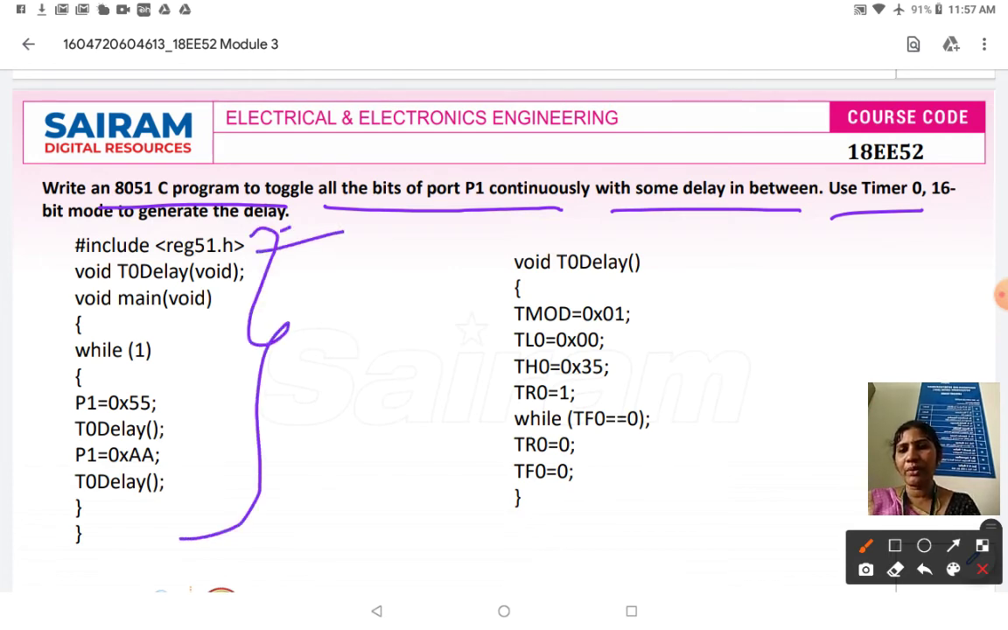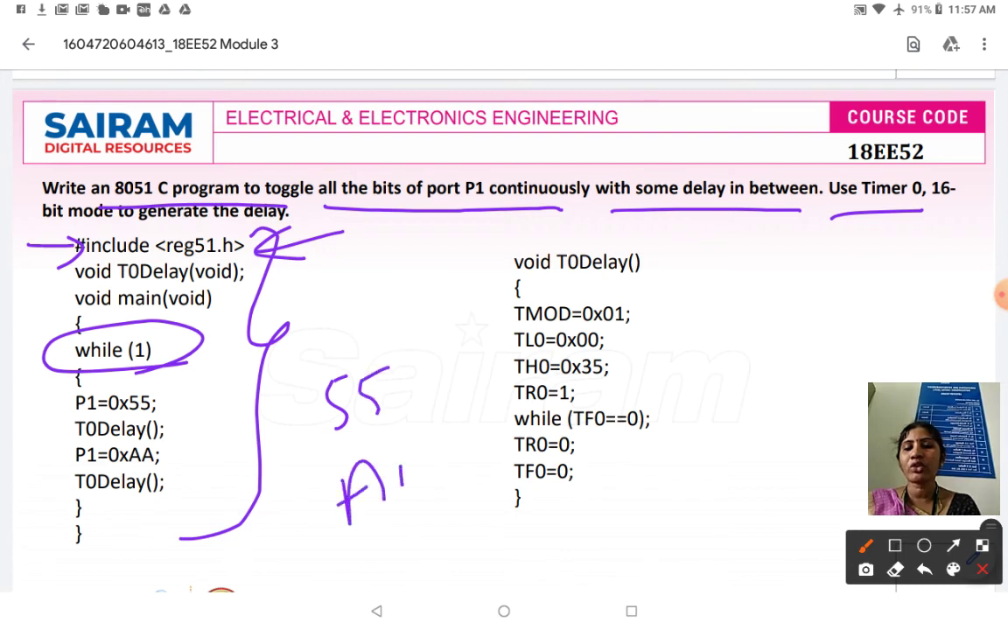So reg51.h, we are going to utilize the 8051 library functions in embedded C. So this header file inclusion is a must. Then while(1) is for the infinite loop. P1 is equal to 0x55, toggle the bits. So between 55 and AA, it is going to toggle. After 55, it has to maintain some time delay. So call your delay function.